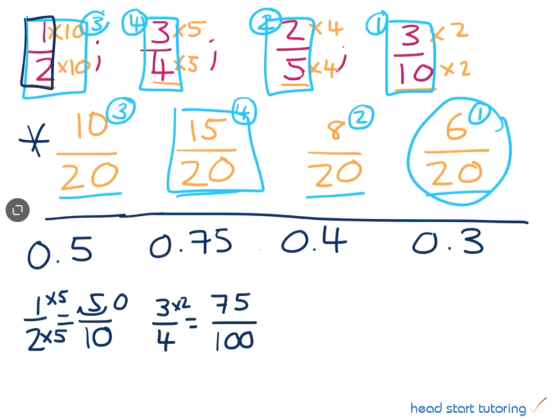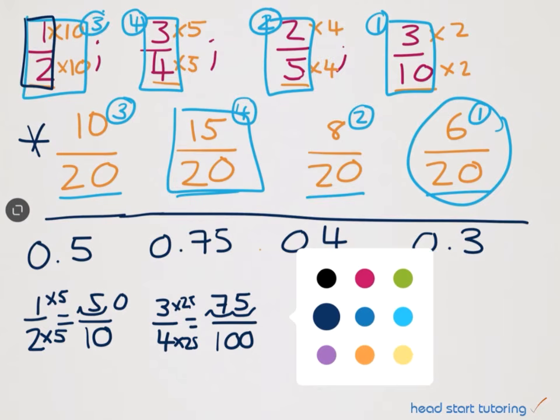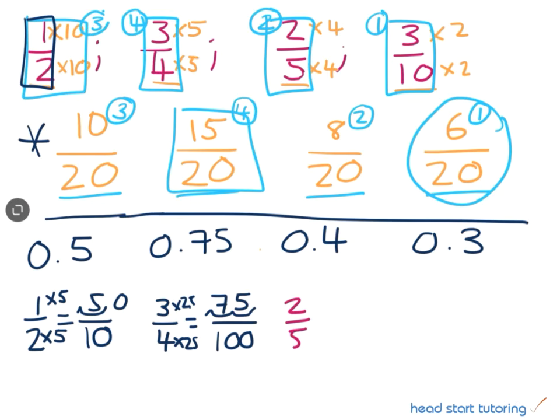3/4 is equal to 75/100, because I multiplied both my numerator and my denominator by 25. So I've got 75/100, which is 75 divided by 100. So I can just bring in 2 decimal places, which is 0.75. Let's change our color. So we've got 2/5 is equal to 4/10. And 4/10, we bring in 1 decimal point because it's 4 divided by 10 to get 0.4. And 3/10 is already out of 10, so we just bring in 1 decimal place and we get an answer of 0.3.